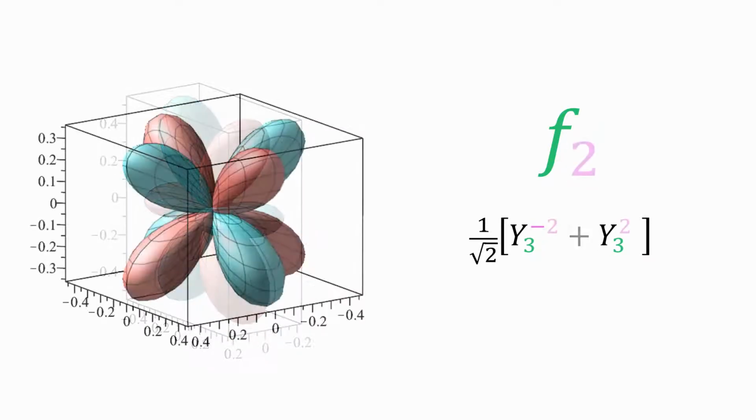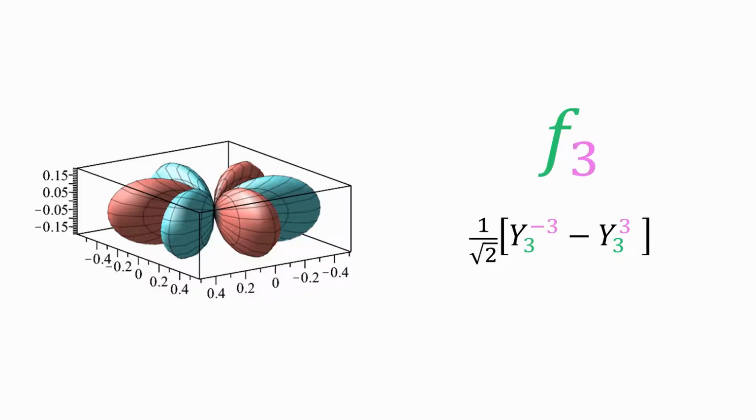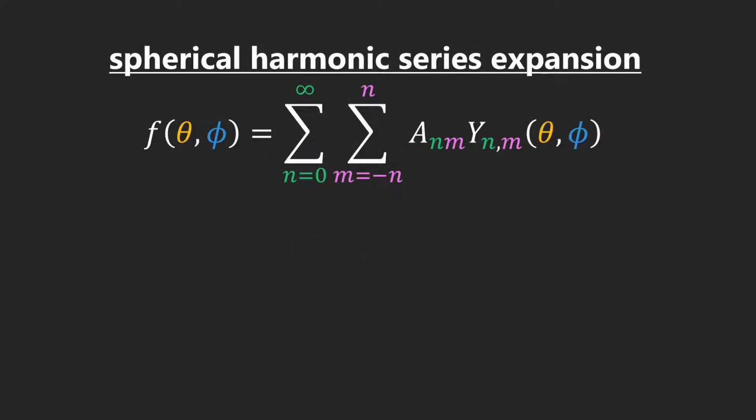Anyway, this process of taking linear combinations is exactly the purpose for which we developed these spherical harmonics in the first place. Just like functions defined on a circle can be written as a Fourier series of sines and cosines, functions defined on the surface of a sphere can be written as a spherical harmonic series expansion. We can represent our function f as a double summation, with n ranging from 0 to infinity, and then m ranging from negative n to n, of some coefficient times each of our spherical harmonics.